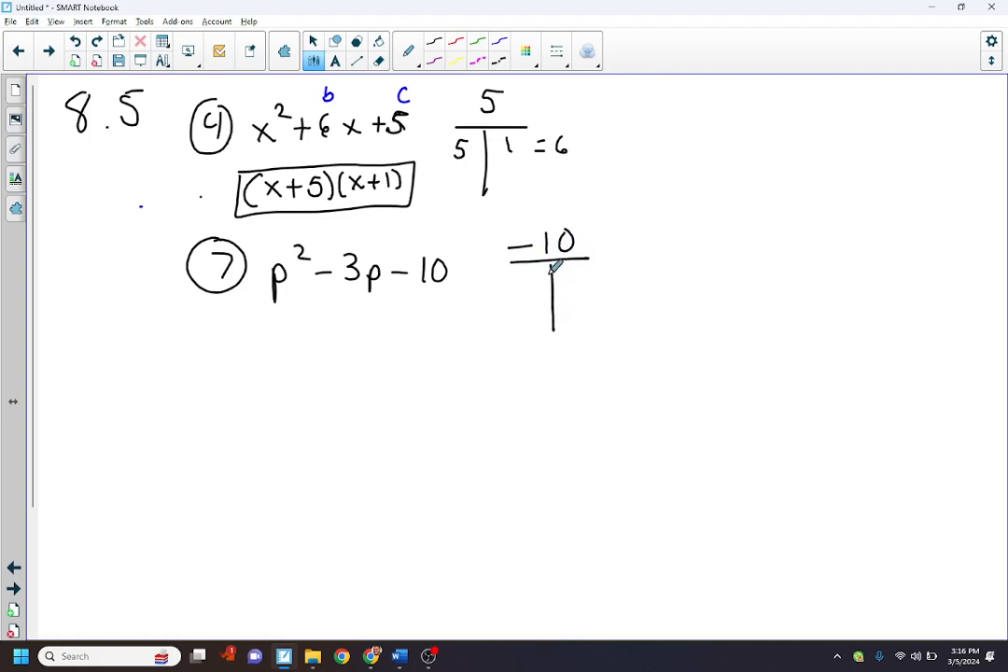So you're kind of subtracting to negative 3, basically. Let's say the answer if you have it. If you don't, that's okay. So the answer is going to be negative 5 and positive 2.